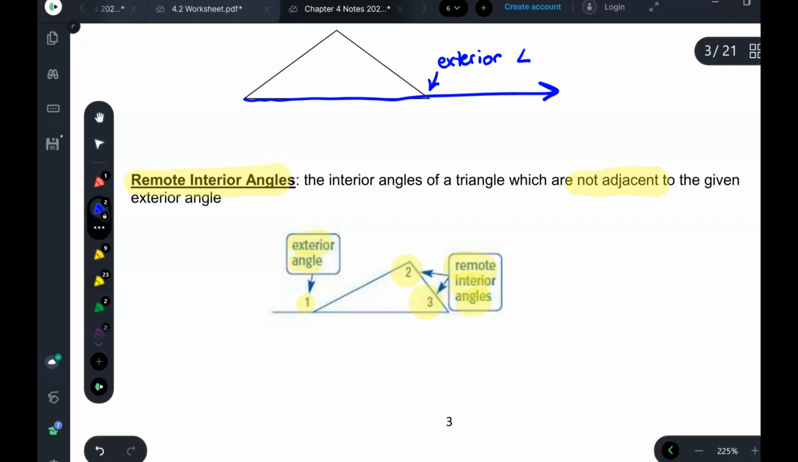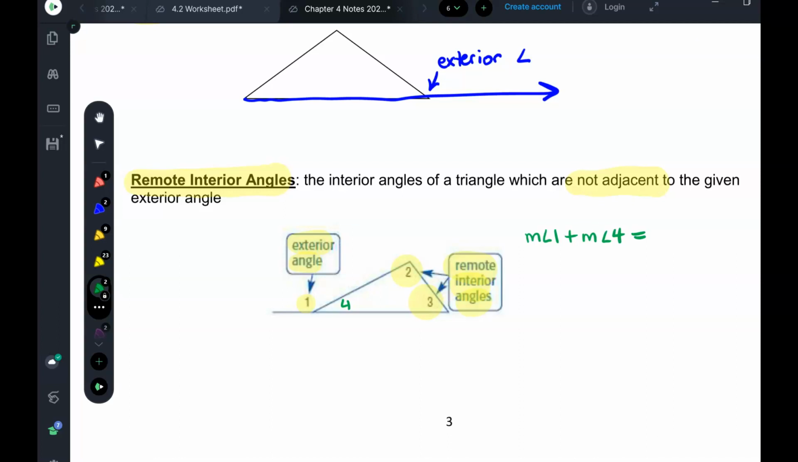Let's say I put an angle 4 on the inside. What do we know about angle 1 and angle 4? They're linear. What do 1 and 4 make? 180. 180 because they're a linear pair.